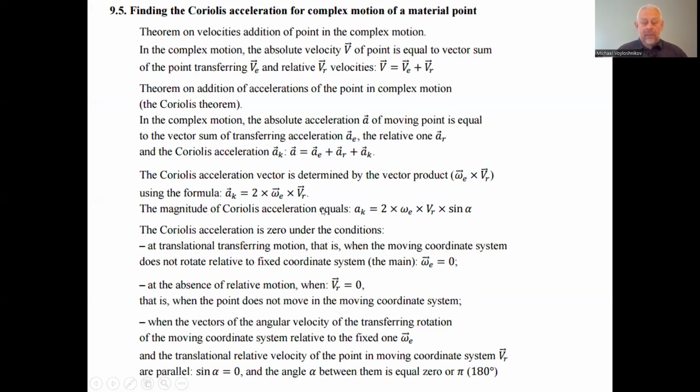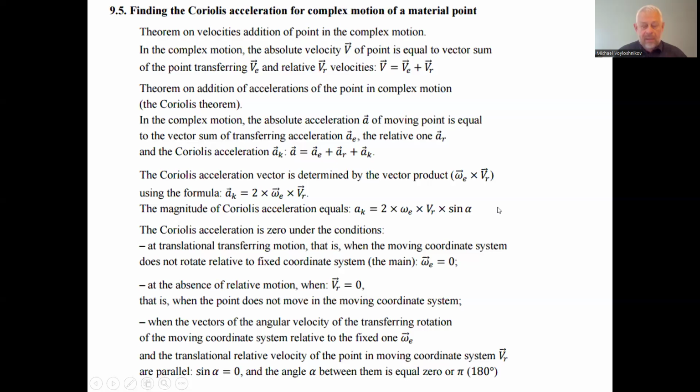We can find the Coriolis acceleration magnitude: we have two as a factor in the formula, multiplied by the magnitude of the angular velocity of the moving coordinate system rotation in the fixed coordinate system, by the magnitude of the translational velocity of the point in the moving coordinate system, and by sine alpha. Alpha is the angle, I'm sorry, not inclination, but the angle between the vectors of the transfer angular velocity and the relative translational velocity in the moving coordinate system.